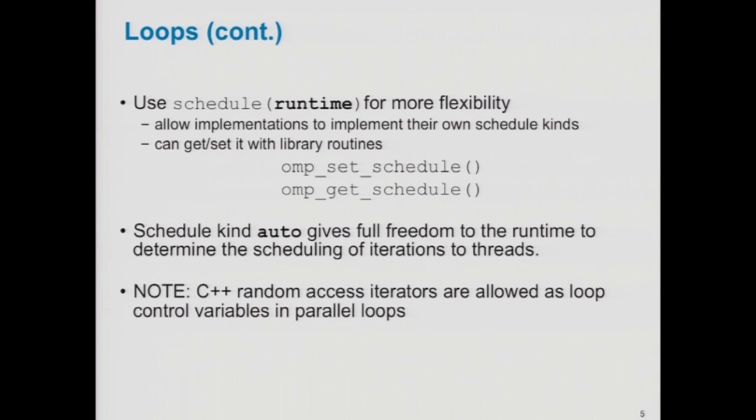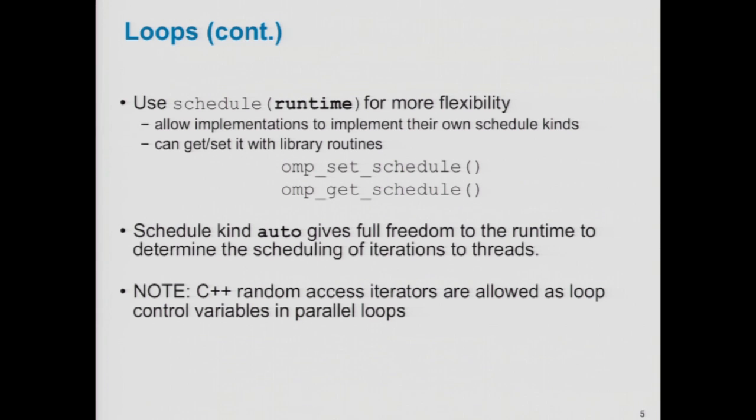So I said the runtime clause allows you to dynamically change what the schedule is on a loop, and here's the API calls that allow you to set and get the current schedule that's going to be applied when you use the schedule runtime on your loop.